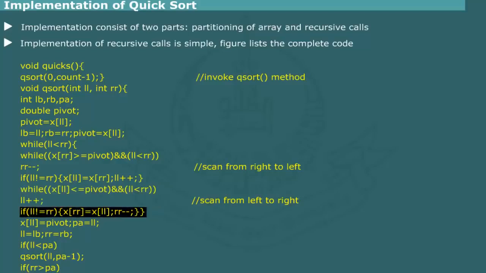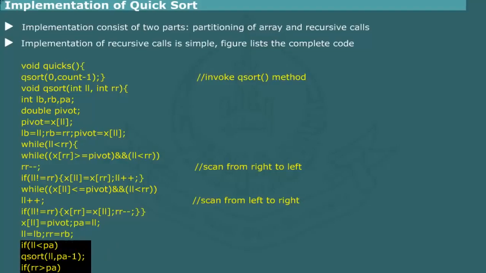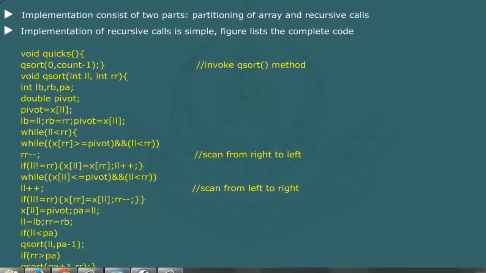On termination of the inner loops, the corresponding elements are swapped. When the outermost loop terminates, the value held by pivot is assigned to XLL. The last part of the code contains two recursive calls to process the left and right subarrays.